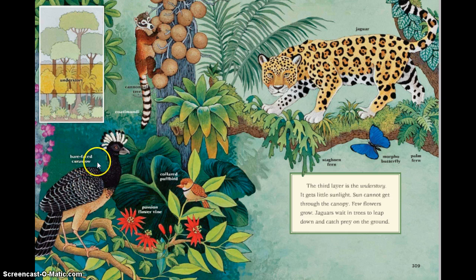Bare-faced curassow, coatimundi, cannonball tree, collared puffbird, passion flower vine, jaguar, staghorn tree, morpho butterfly, palm fern.